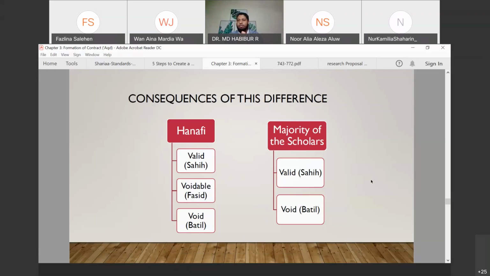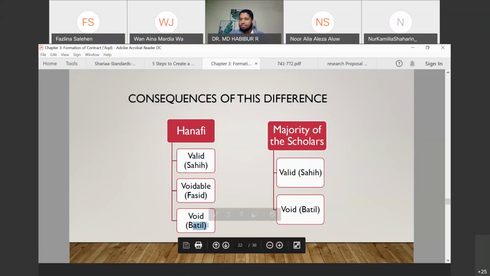Means keep in view, KIV. But for the majority, no, just yes and no. But for Hanafi, three: yes, no, KIV. KIV means Fasid. So for Hanafi, valid means the pillars are okay. Batil means the pillars are not okay, means offer and acceptance.